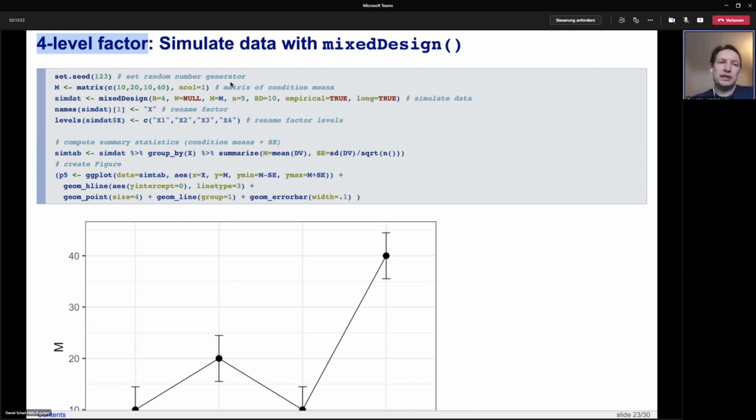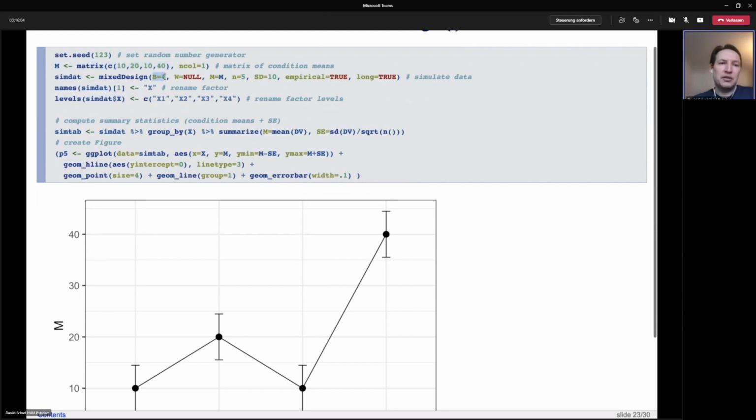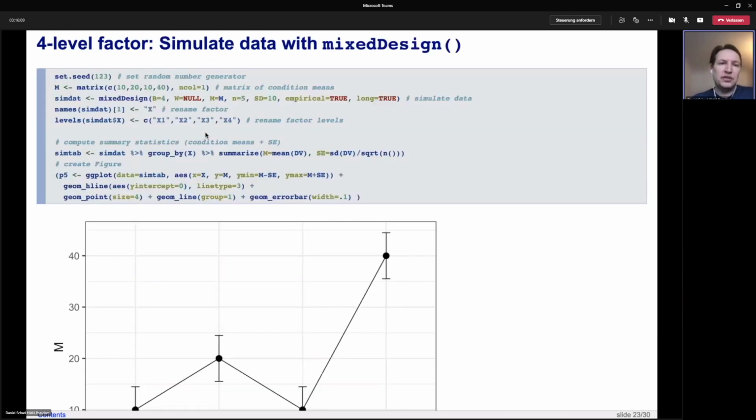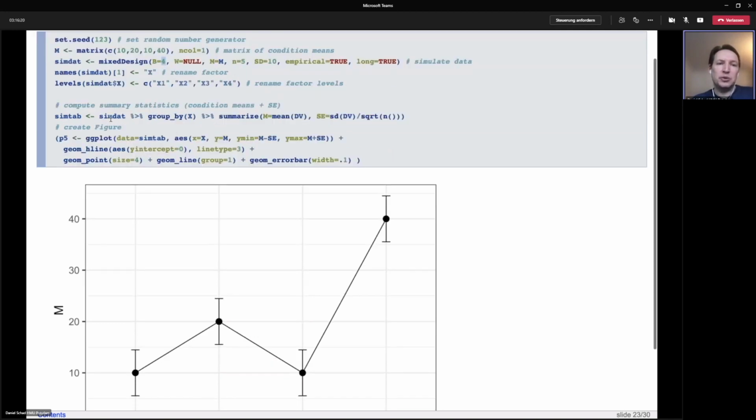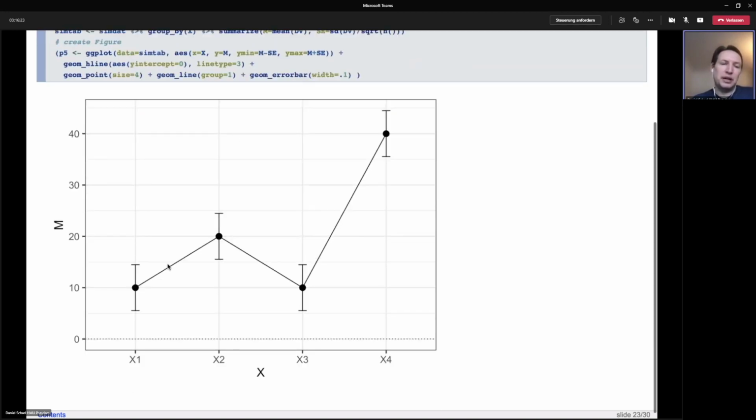Again, we simulate data with a mixed design function. Now we have 1 between subject factor with 4 levels, so the matrix of condition means now has 4 values, 10, 20, 10, 40. The other things remain the same, 5 subjects per condition, standard deviation of 10 now. We rename the factor, compute the condition means, and plot them. And now we can see this is our data that we will work with. So x1 has a mean of 10, x2 a mean of 20, then 10, and 40.